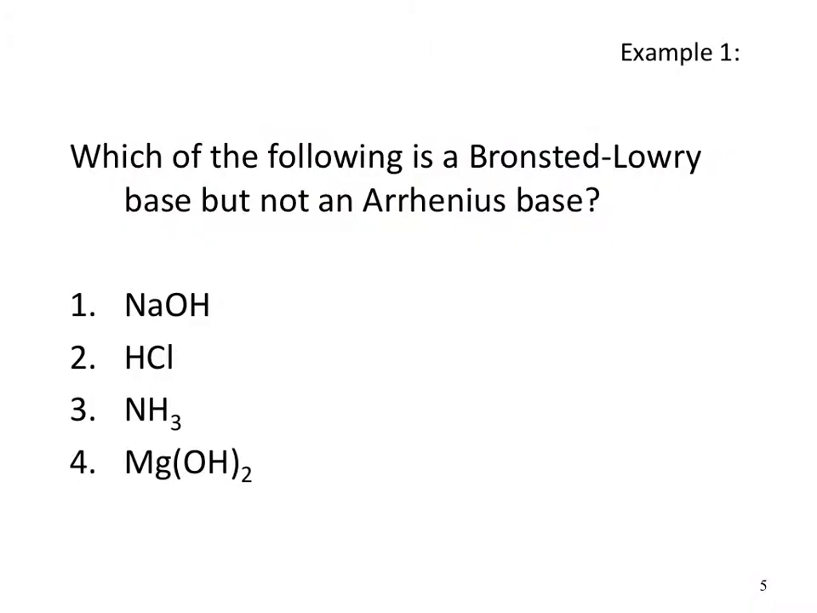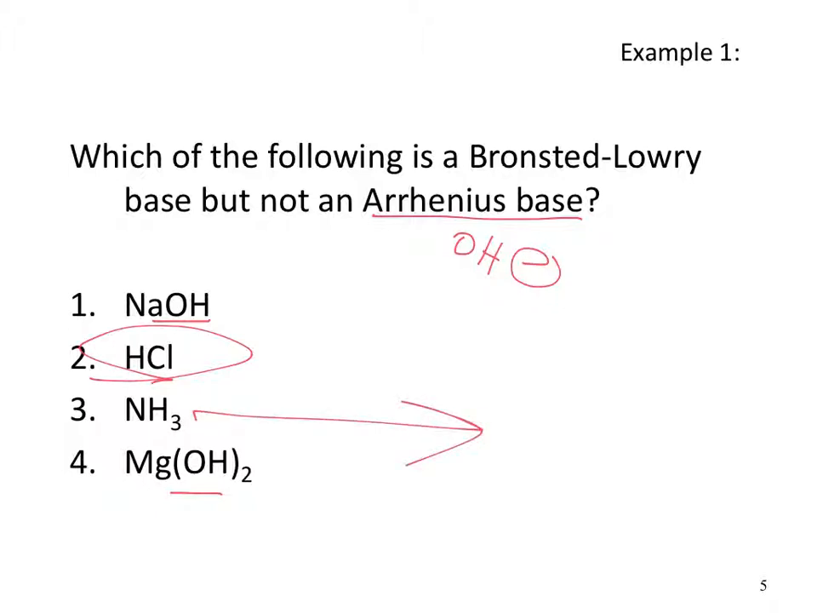Now, the question is, which of the following is a Bronsted-Lowry base but not an Arrhenius base? So which one of these can accept protons but not give you OH negative? This will give OH negative, this will give OH negative. HCl is not a base, it's an acid. What's remaining? Ammonia. C is the correct answer.